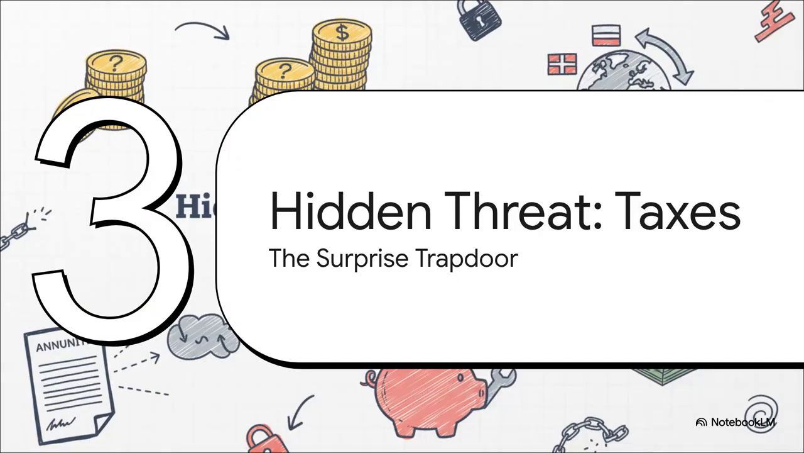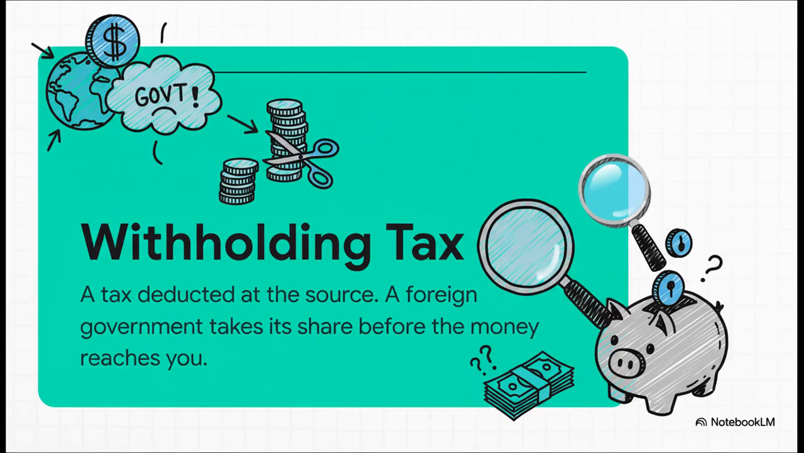Okay, our third and final hidden threat: taxes. This is the surprise trapdoor in your plan. And for founders who are really relying on predictable cash flow, this can be the most jarring surprise of them all. So let me introduce you to the withholding tax. When your annuity has a cross-border piece to it, a foreign government can literally tax your income at the source. This means they take their cut before the money is even sent to you. You just end up seeing a smaller payout, often with no real explanation as to why.